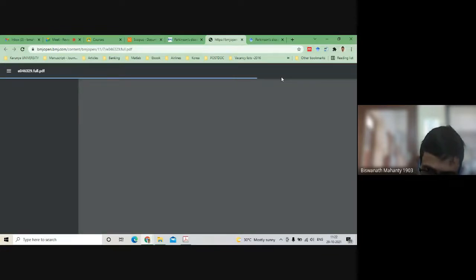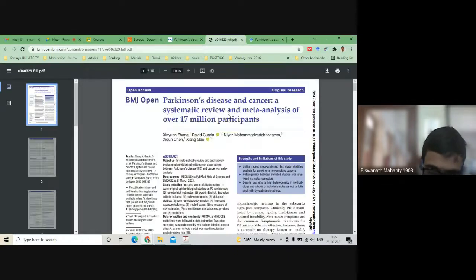So you can see the paper is getting downloaded. This is one way I can collect the review paper. Now I am only reading the review paper so that I will have clarity on the domain. You see, Parkinson's disease and cancer, systematic review and meta-analysis. I will talk about that also.